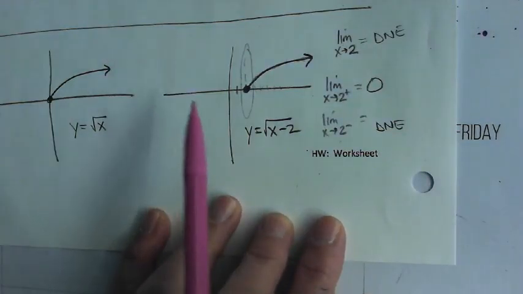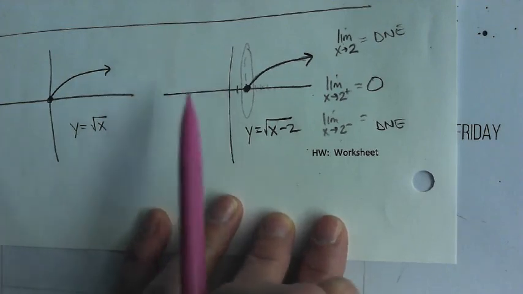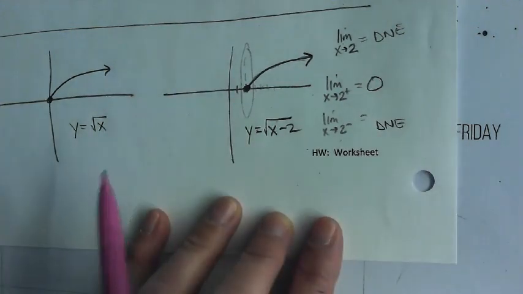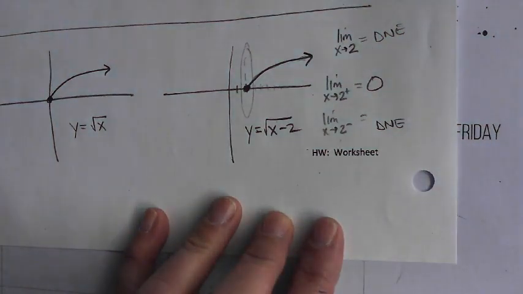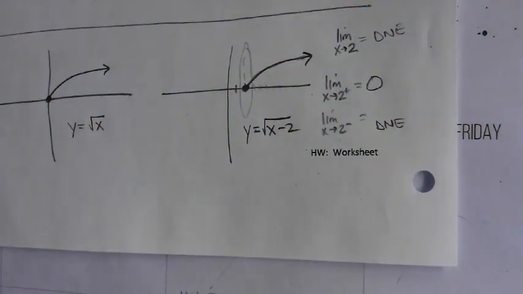And then if they ever ask me for the limit as x approaches -5, not even worth talking about if the function doesn't exist. Do you follow? Any questions? Okay. I'm going to give you your worksheet.